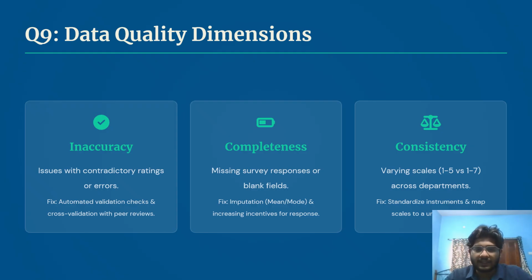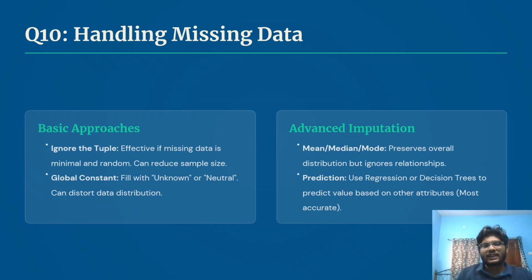Now completeness, we can fix it with mean, mode, and increasing incentive for response. And then there is consistency. We can fix consistency by using standardized instruments and mapping scales. Now we will go to question number 10, handling missing data.